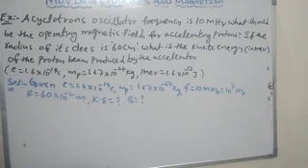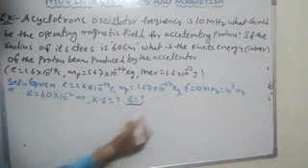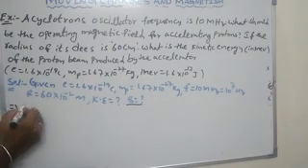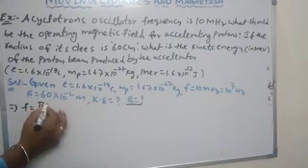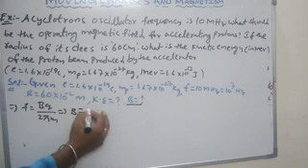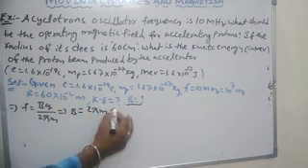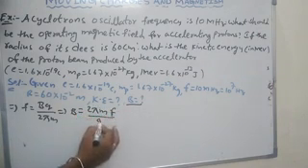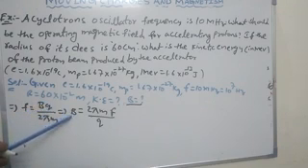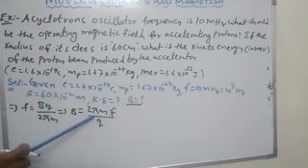For the first, you can calculate B. How to calculate B? By using the given data. You know that frequency is BQ by 2 pi m. From this, B is equal to 2 pi m into F by Q. F is the frequency of the revolving proton, that is the frequency of the cyclotron. So the formula is BQ by 2 pi m. Then B is equal to 2 pi m into F by Q.